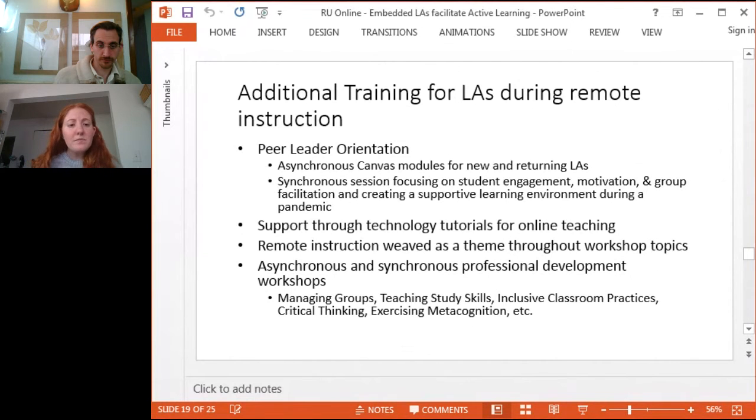We also support through different technology tutorials how LAs can use Zoom, how they use WebEx, Canvas if that's associated with the course that they're working for, and they have access to these different tutorials, so they can always refer to what's going to help them best for their students. Again, like has been said multiple times, remote instruction has been weaved as a theme throughout the workshop topics.